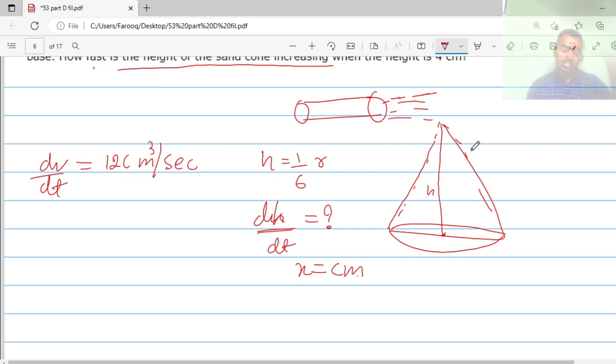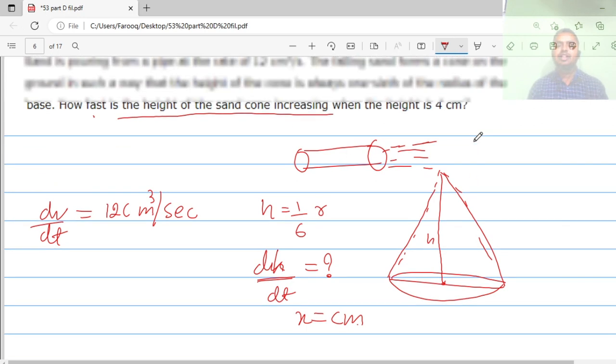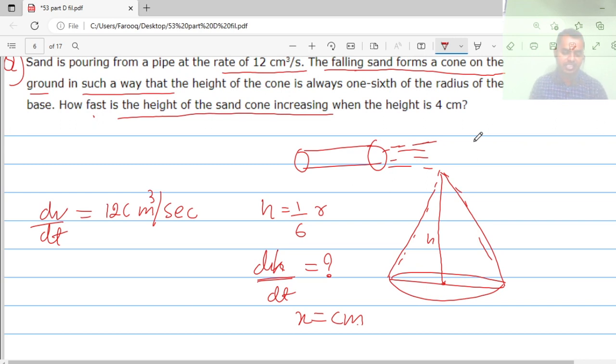So we are pouring the sand from the pipe at the rate of 12 centimeter cube per second. That is dV by dt is equal to 12 centimeter cube per second. The falling sand forms the cone in such a way that the height of the cone is always 1/6 of the base radius, that is H is equal to 1/6 into R. How fast is the height of the cone increasing means dH by dt is equal to question mark, when the height of the cone is 4 centimeter. H is equal to 4 centimeter.